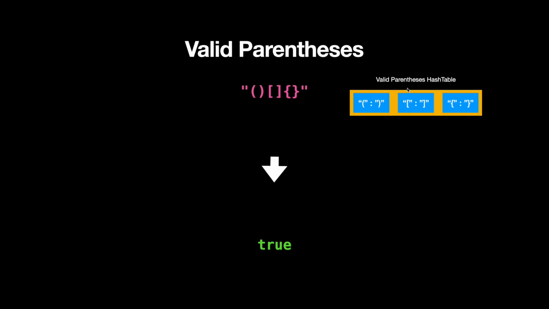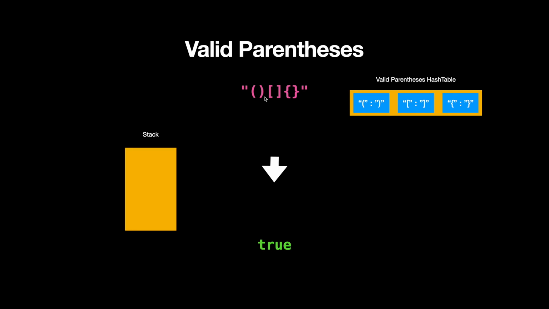So we'll use this valid parenthesis table to check in our stack if it is valid or not, right? So we will have a stack, and we'll loop through each of these. Every time we encounter an open parenthesis, we will push that into our stack.